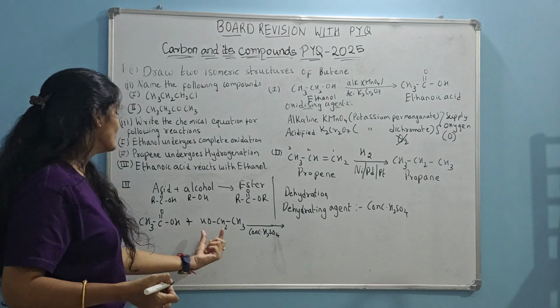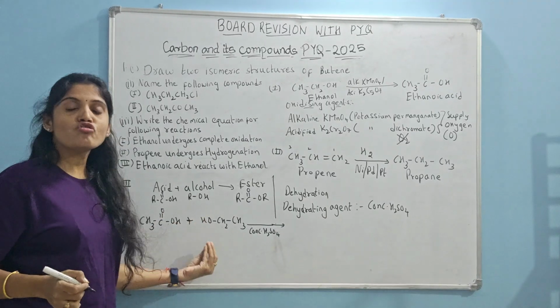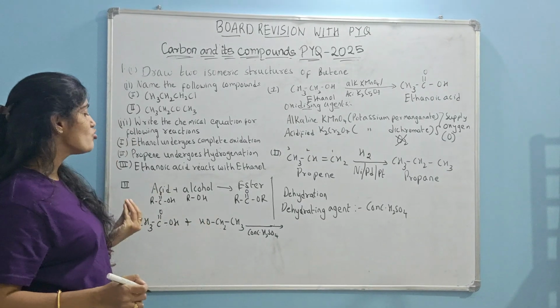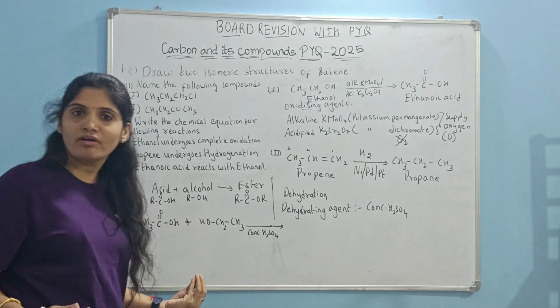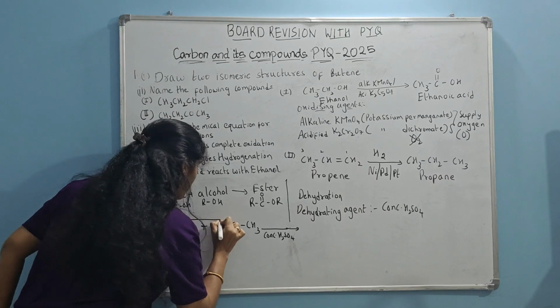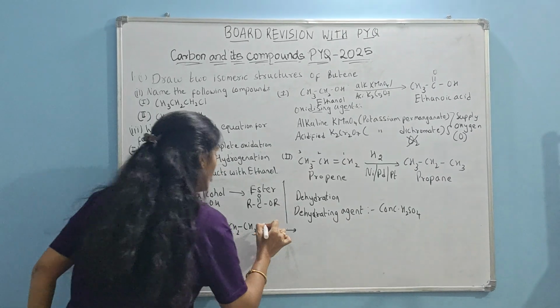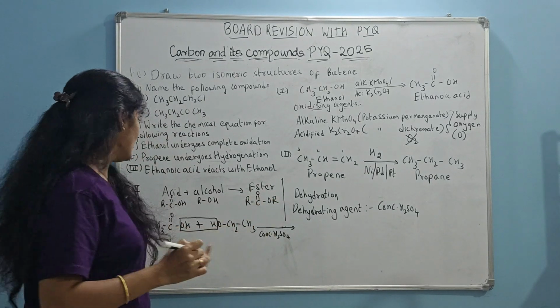This is my ethanoic acid, this is my ethanol. Now always remember, hydrogen should be removed from which molecule, OH should be removed from which molecule. Children always have a confusion regarding this. Hydrogen should be removed from ethanol and OH should be removed from ethanoic acid. Okay, now what do you see here? Water molecule is getting eliminated.